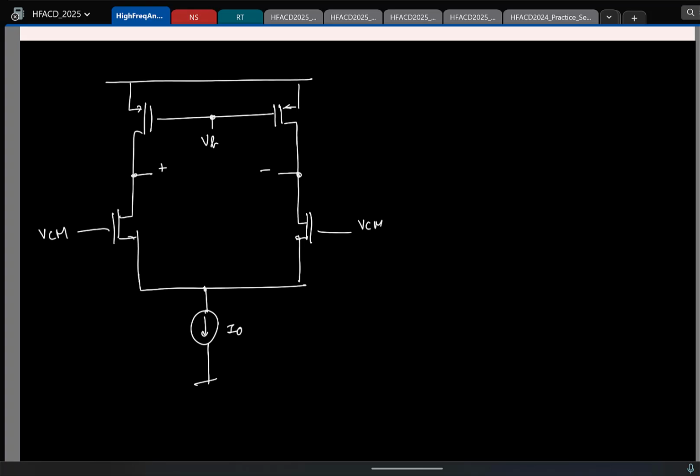So even before getting into the small signal picture, can you tell me what will be the DC operating point voltages at the drain? Let's say these voltages.